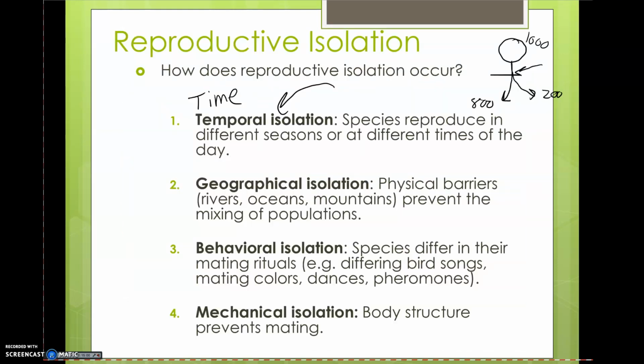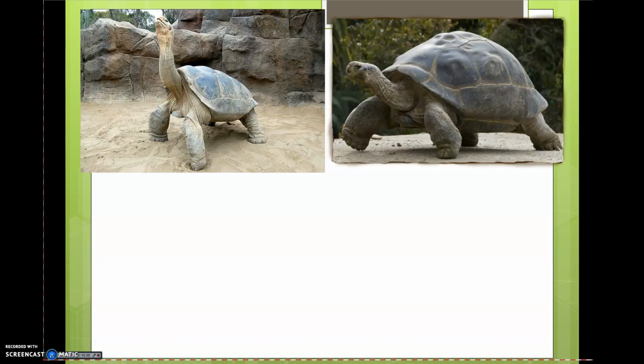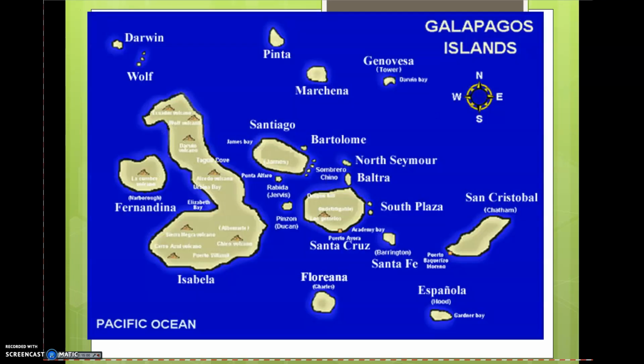Geographical isolation means that one group got put in a different place than the others, and they physically could not get to one another anymore. The most famous example of this is Darwin's Galapagos tortoises. These tortoises have different features. This one has a longer neck to reach higher fruit. This one's a bit more compact to stay along the ground. Darwin found that different tortoises live on different islands.